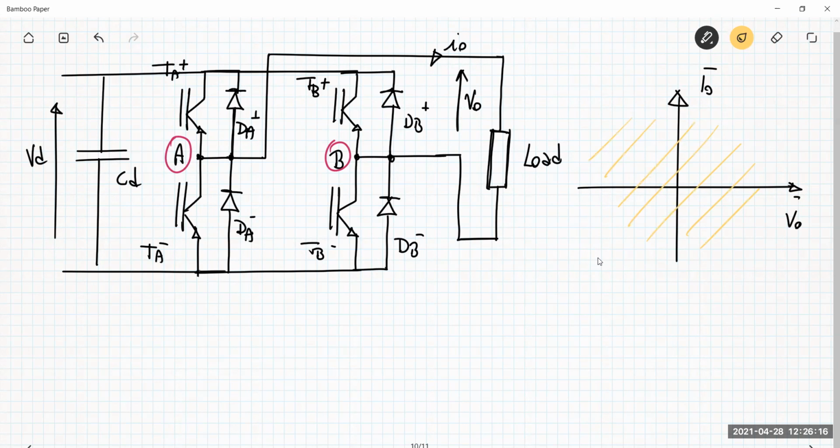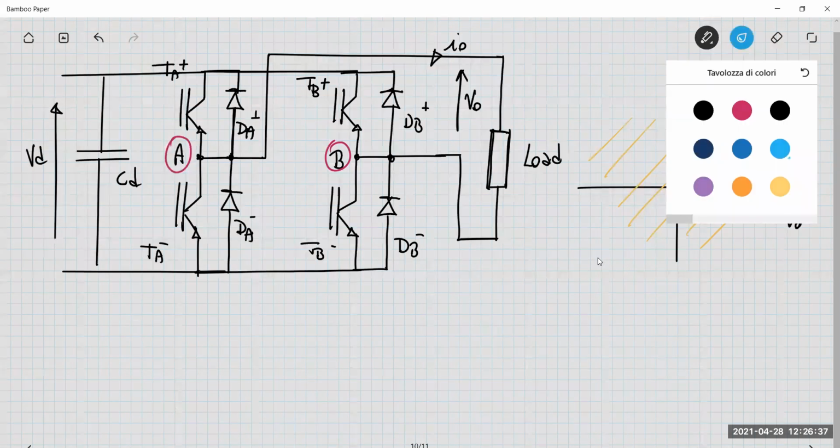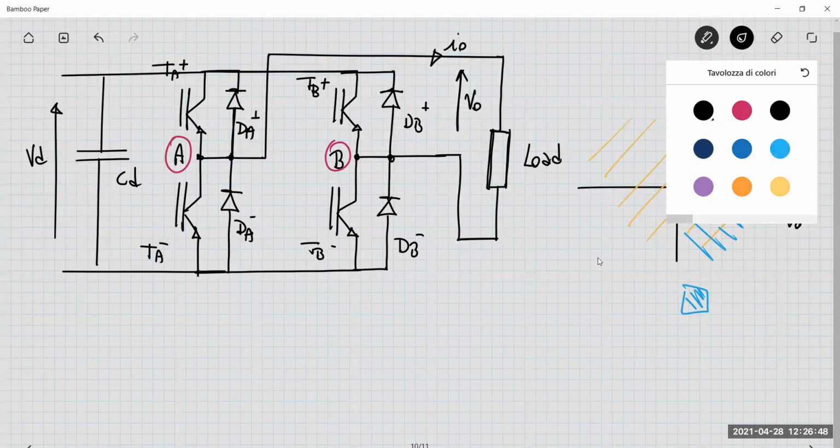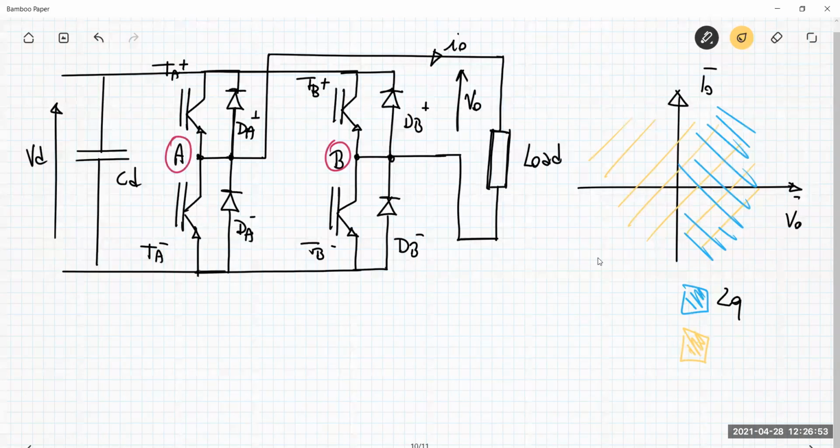Previously, I described the 2 quadrant converter, and the 2 quadrant converter is just one leg. It's a half bridge, and this half bridge can be employed to get bidirectionality of the output current, but the output voltage is just positive. So in the 2 quadrant converter, I'm working specifically in this area here. The blue area is for the 2 quadrant converters, and the yellow one is for the 4 quadrant converter.